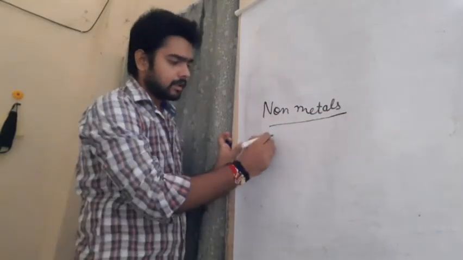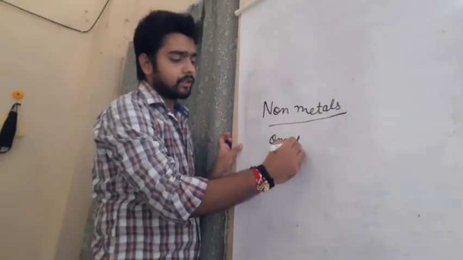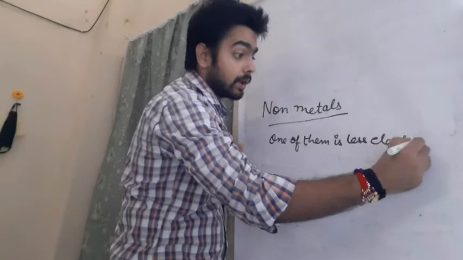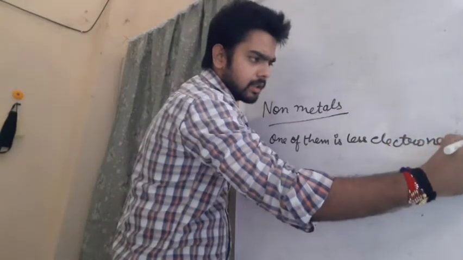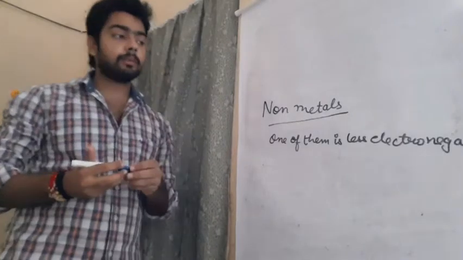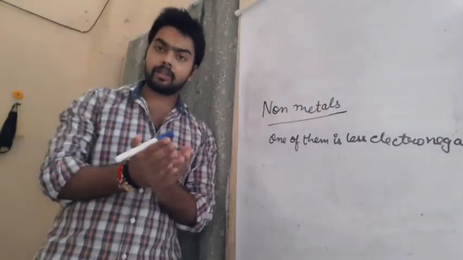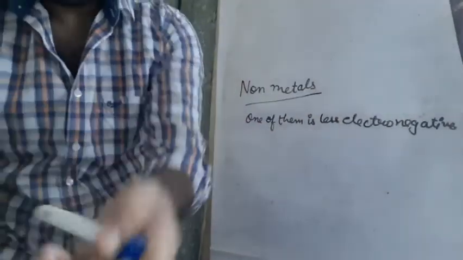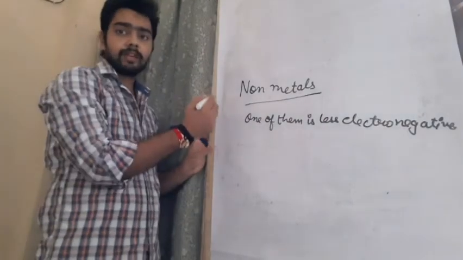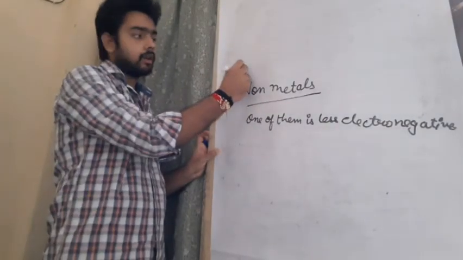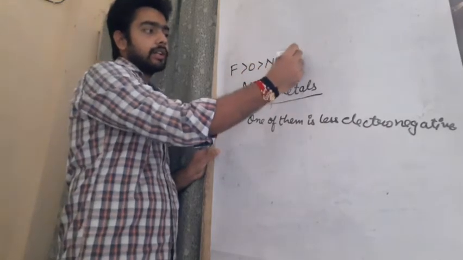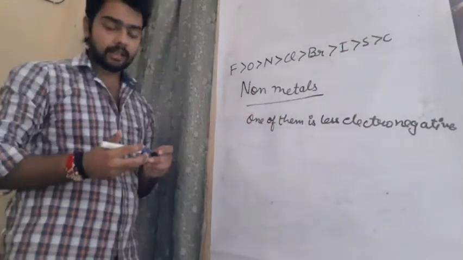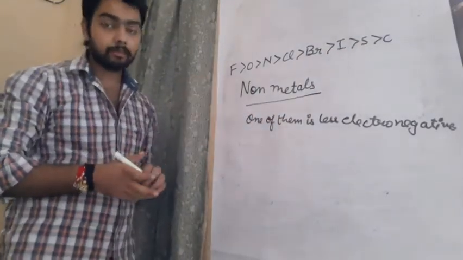When we have two non-metals, one of them will be less electronegative. Let me explain what electronegativity means. When two elements form a bond, the bonded pair of electrons is sometimes pulled towards one of the elements, and that element is known as more electronegative. So how will you know which is more electronegative? We have one order: fluorine, oxygen, nitrogen, chlorine, bromine, iodine, sulfur. This is the order of electronegativity, fluorine being the most electronegative.